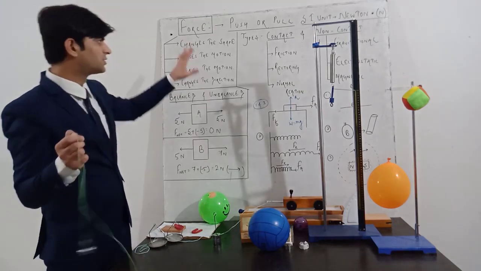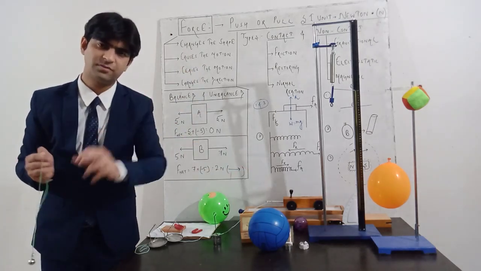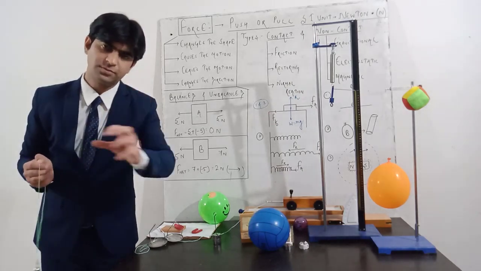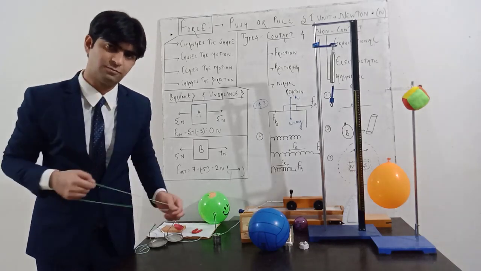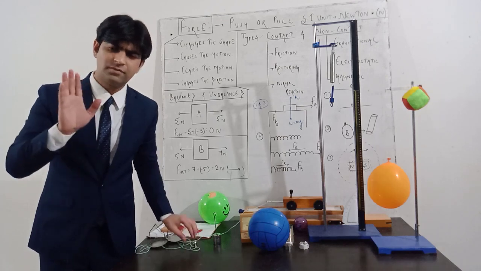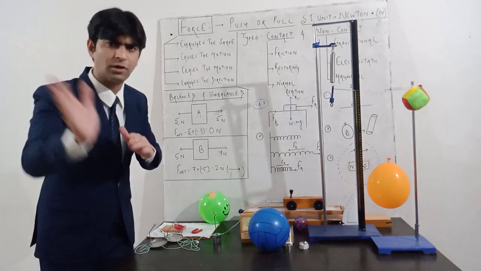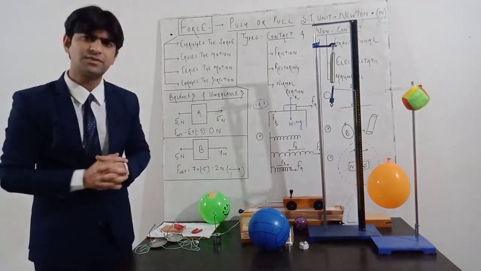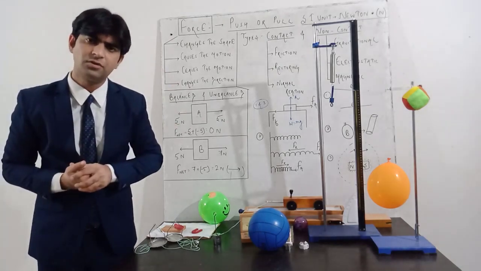So all these four statements I have justified with the help of a small demonstration: force changes the shape of a body, causes motion in a body, stops the motion of a body, and causes a change in the direction of motion of a body. You must have seen cricket matches. After applying force with the help of a bat, the direction of the ball changes. So this is what force is. Force is a push or pull, and these four properties are applicable for force.